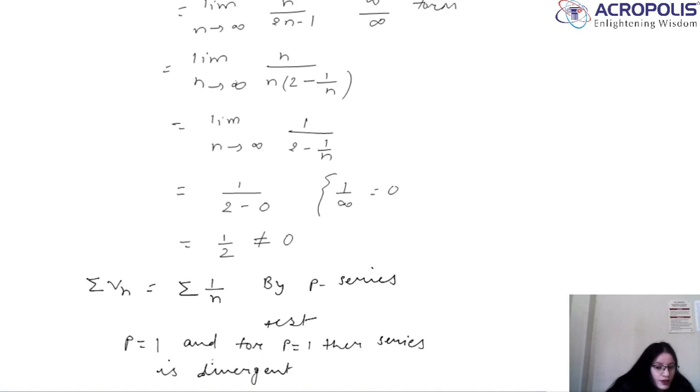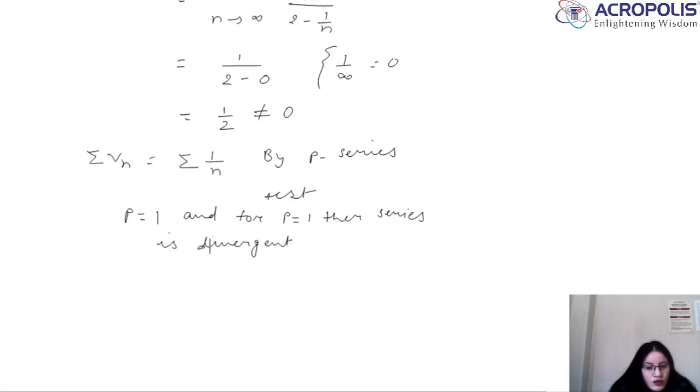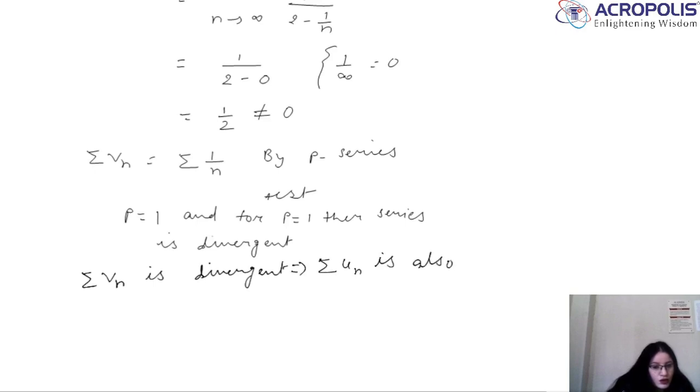And if the series Vn is divergent, then the series Un is also divergent by comparison test. So we conclude that summation Vn is divergent implies that summation of Un is also divergent by comparison test.